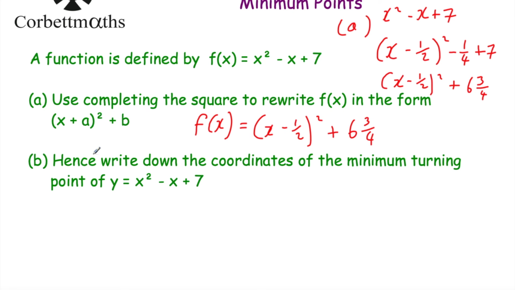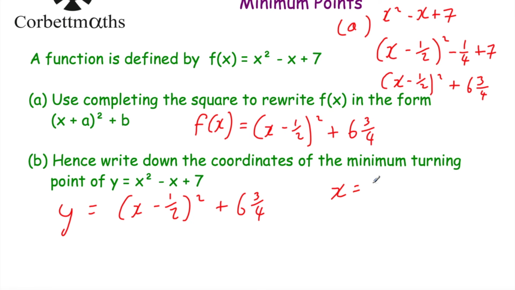Okay, and then part B. Part B says hence, write down the coordinates of the minimum turning point. So we need to obviously use this because it says hence. So obviously here we've got (x minus a half) squared, plus 6 3/4. And that's what y is equal to. So we want to find the minimum possible value for y. So that's whenever x will equal a half.